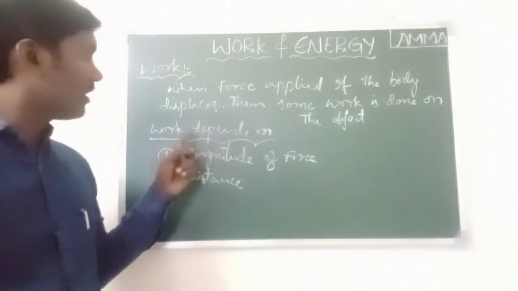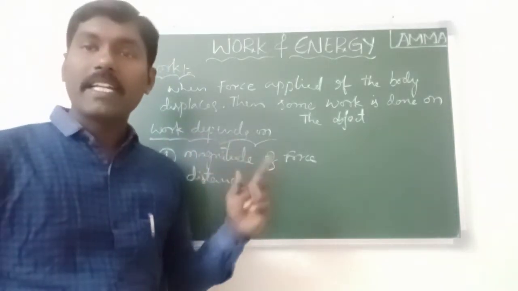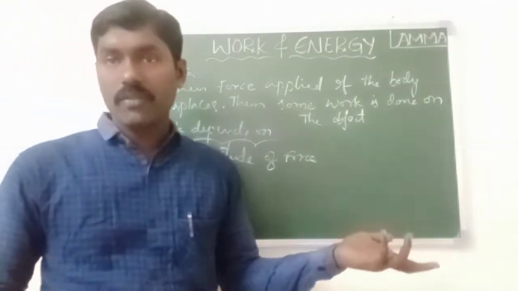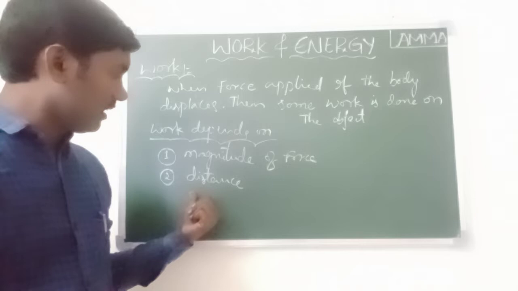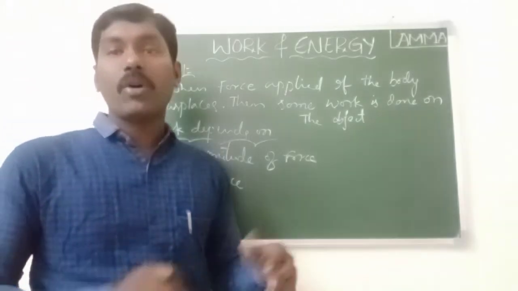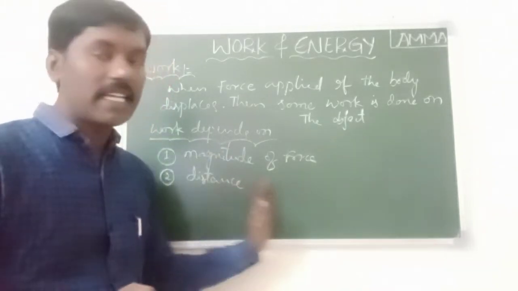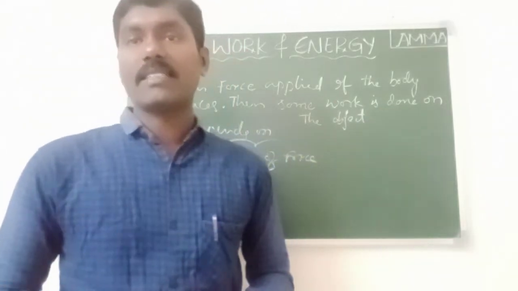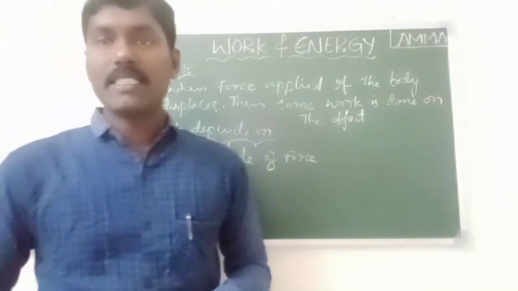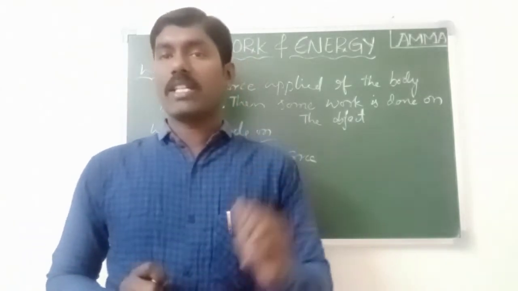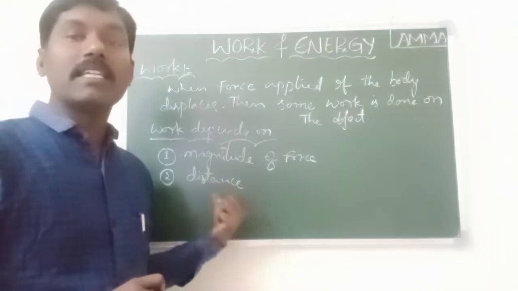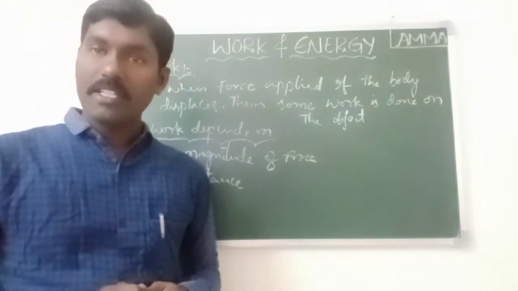So here, students, the work depends upon two factors only. The first one is the magnitude of the force, meaning the amount of force. The next one is the distance through which the body moves, meaning in which direction the body is moving. Because there are three types of work done: positive work done, negative work done, and zero work done. That's why the direction of the motion of the body is specifically mentioned.